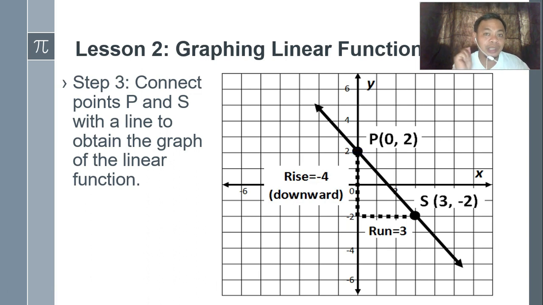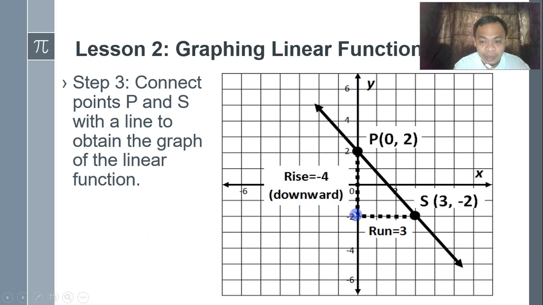So, since negative 4 yung rise natin, so, going downward. So, from here, we will count 4 units. 1, 2, 3, 4. So, dito tayo sa negative 2. So, rise, that is our change in y. Then, we have 3 units na run. So, change in x or horizontal.